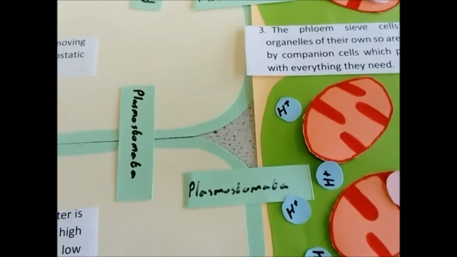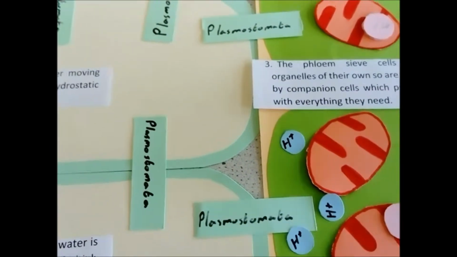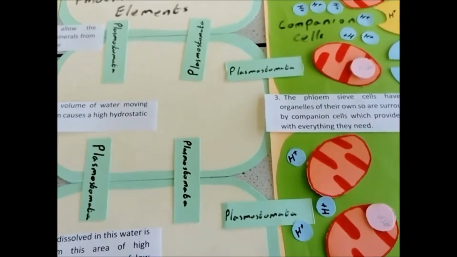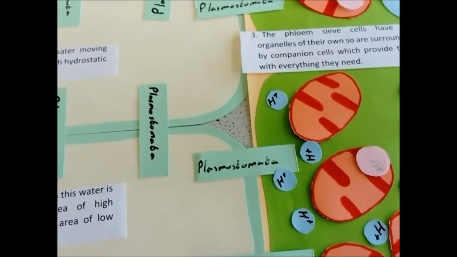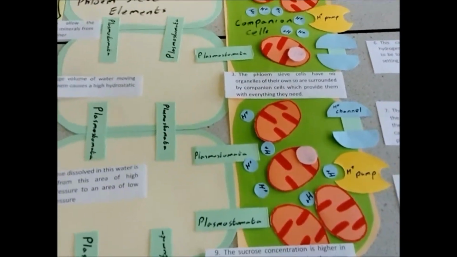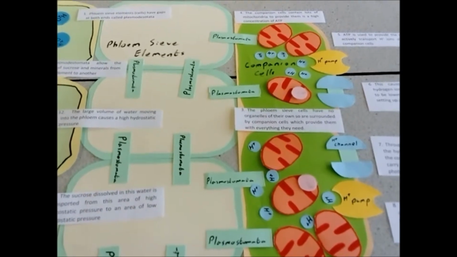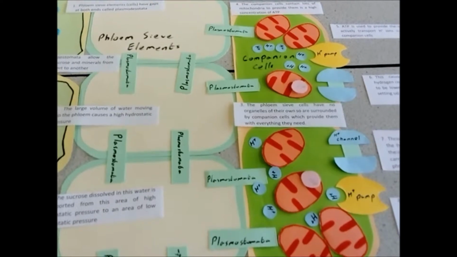Right, the problem is though, phloem sieve elements are basically hollow cells. They don't have any organelles of their own, so they need companion cells which provide everything they need. The companion cells contain lots of mitochondria because they require lots of ATP to be formed, because they're going to be carrying out lots of active transport.